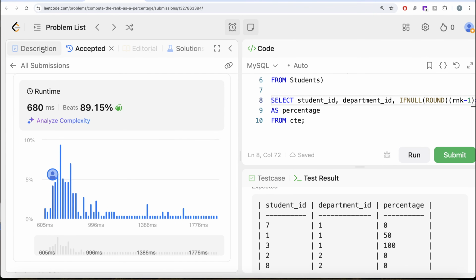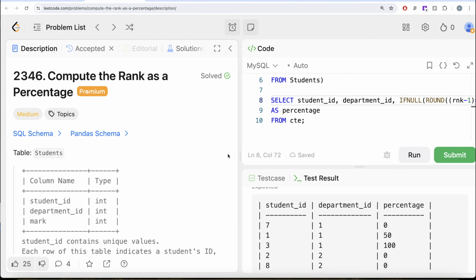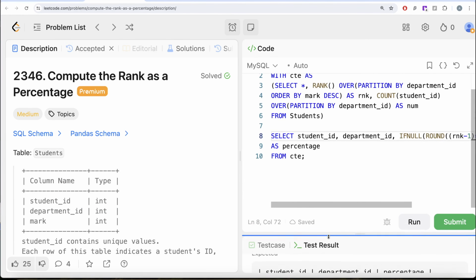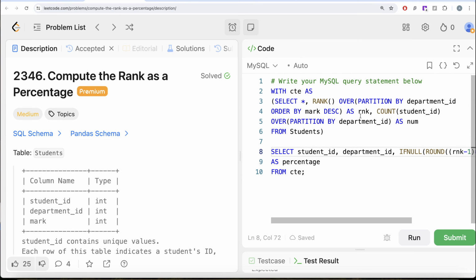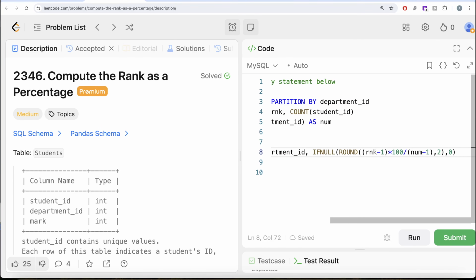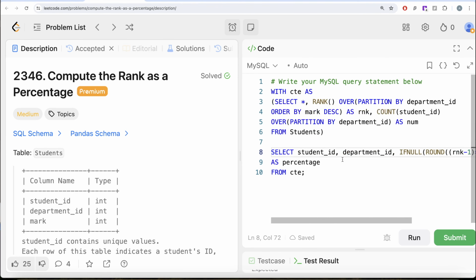So it is a tricky question in the sense that it is not very clear, but what we basically did was, firstly we found out for every department ID what is the rank based on the decreasing order of marks, as well as how many students are enrolled in a particular department. Once we had both of those variables, we used the simple formula: rank minus 1 multiplied by 100 divided by number of students in the department minus 1. Then we round it to 2 decimal places, and also if it is coming out to be null, then you replace it with 0 and alias this as whatever was required in our output. So yeah, this is how we do it.